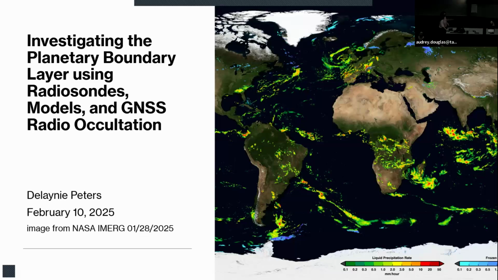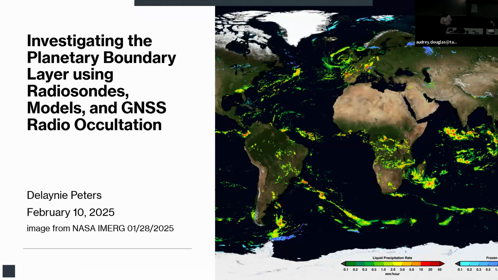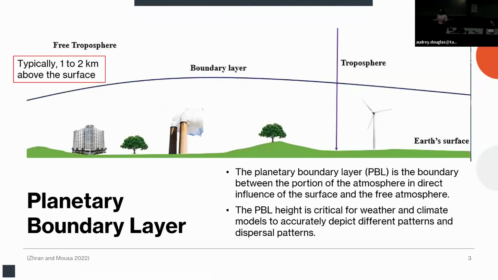All right. Hi, everybody. My name is Delaney Peters. I am a first-year CMSS master's student in the remote sensing lab under Dr. Fay. My research will be about investigating the planetary boundary layer using different data methodology techniques, but most importantly, we're going to be using GNSS radio occultation. I'll get into the specifics in a second, but first, everybody needs to know what the planetary boundary layer is and why we need to care about it.